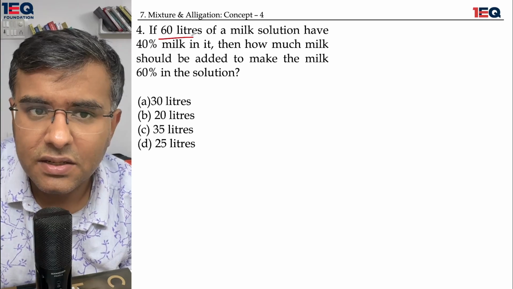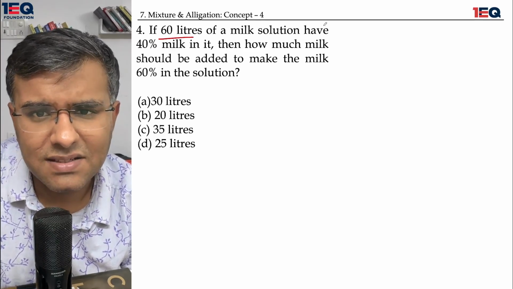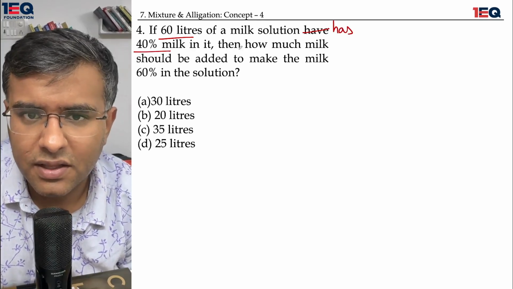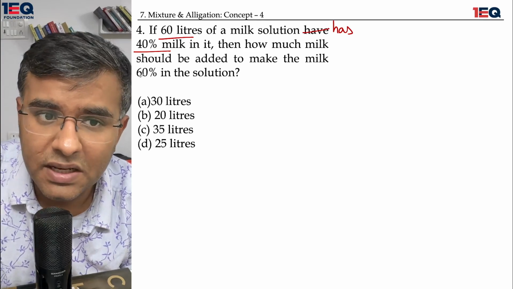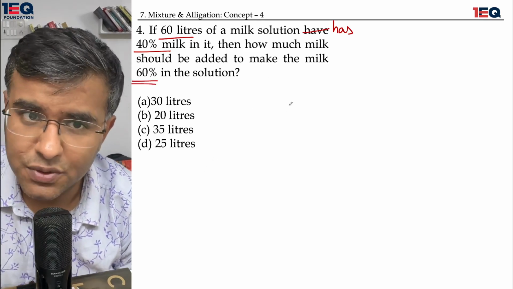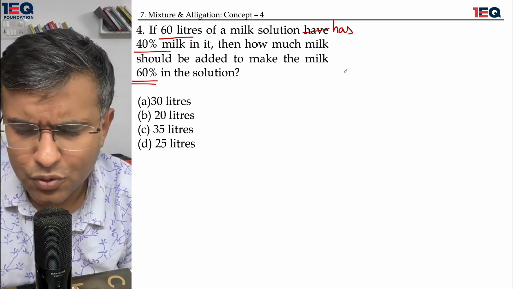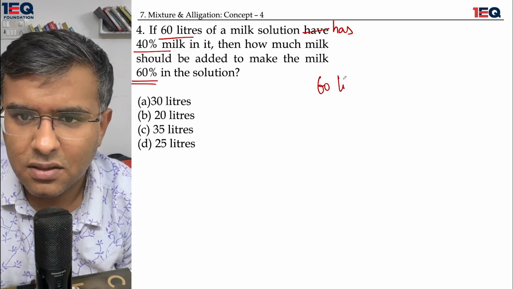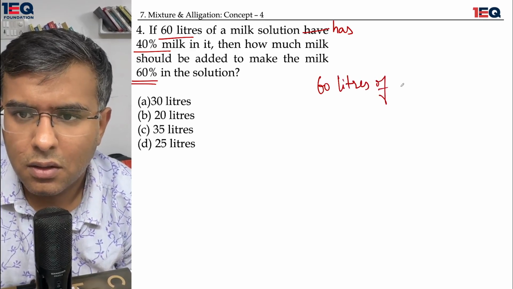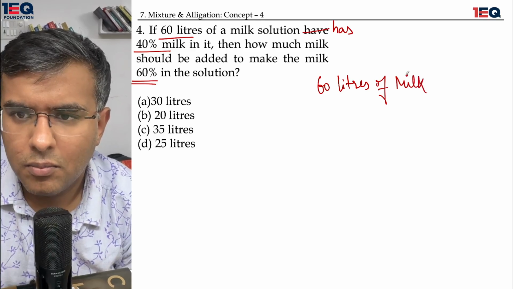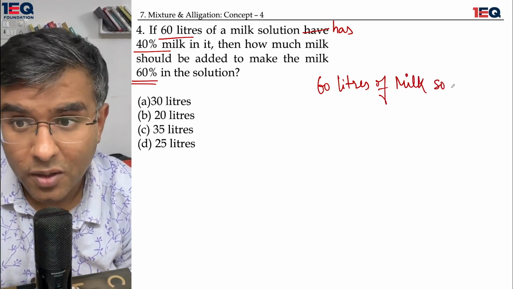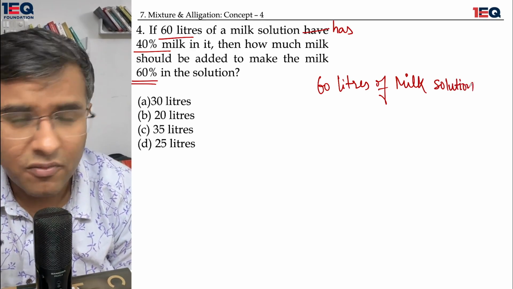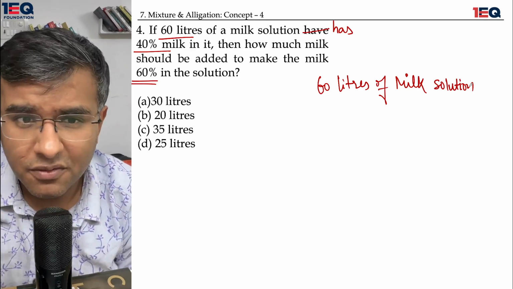If 60 liters of a milk solution has 40% milk in it, then how much milk should be added to make the milk 60% in the solution? Okay, I'll use basic proportion. I won't be using anything beyond that. It says 60 liters of milk, and this is not pure milk, this is a milk solution. This means that there might be a little bit of water in it.